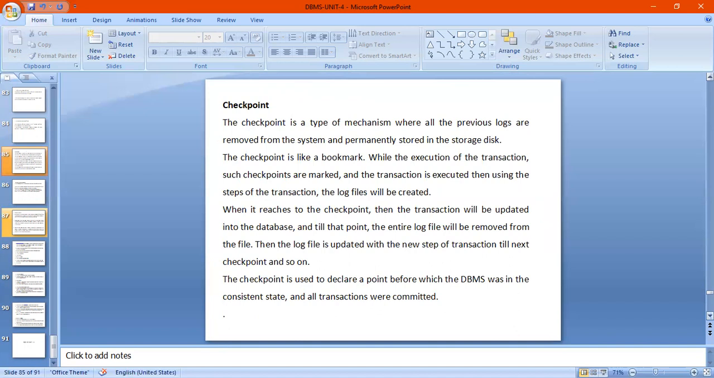The checkpoint is used to declare a point before which the database management system was in a consistent state and all the transactions were committed.